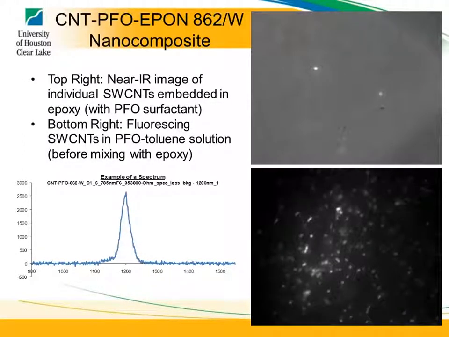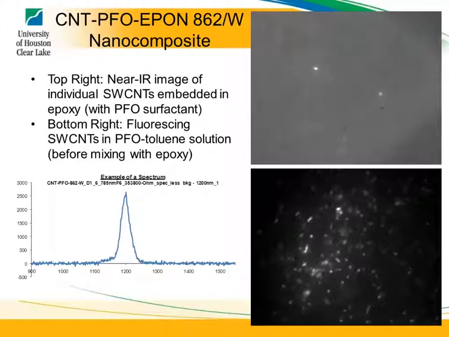Here's an example of PFO. This is PFO in toluene. This is taken with the near-infrared imager, the two-dimensional array that I mentioned before. Each one of those bright objects is a nanotube. One pixel is about 0.3 microns. That's about the resolution you're looking at. So this particular nanotube crosses about 5 or 6 pixels. So it's probably about 2 microns in length.